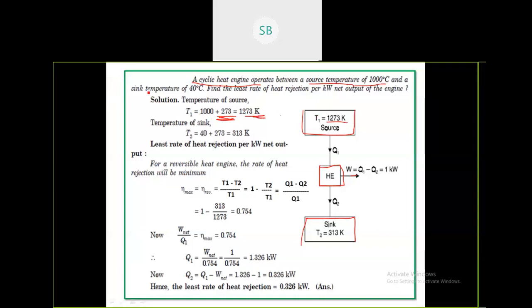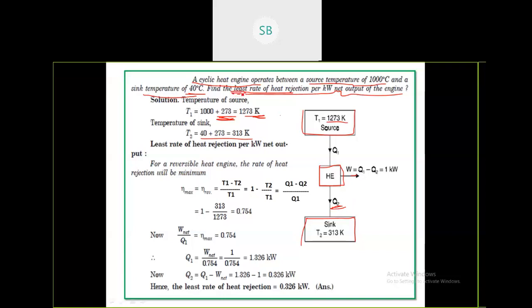Then the sink temperature is 40 degree centigrade. Again we convert that into Kelvin, we add 273, which is 313 Kelvin. We write down the sink temperature. Now find the least rate of heat rejection per kilowatt net output of the engine. This means we have to find out how much heat will be rejected.